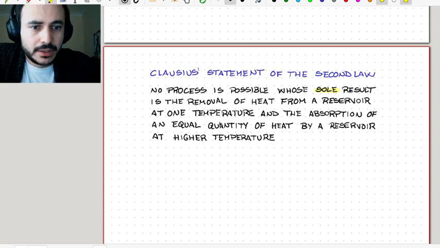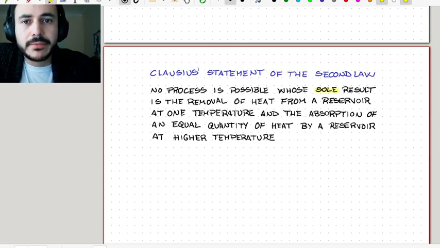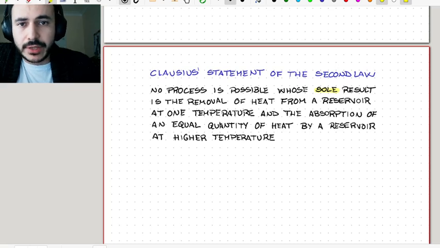Okay, so what this is saying is that you cannot make a cyclic process in which a thermodynamic system makes heat flow uphill, against its natural tendency to go from higher temperature to lower temperature, instead going from lower temperature to higher temperature. Okay. So what we have to do now is to prove that these two statements are equivalent.